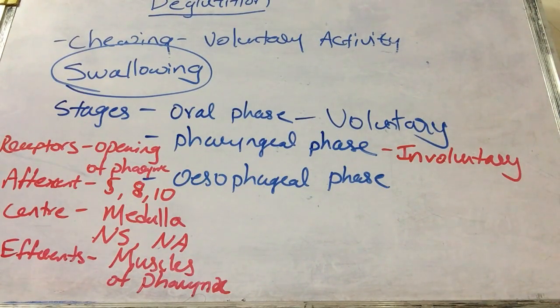And this also provides a small passage for food to enter the pharynx. And the laryngeal opening is closed by the vocal cords pulled together. The larynx moves forward and upward against the epiglottis. These events prevent the entry of food into the trachea. So the laryngeal opening is guarded by the vocal cords.